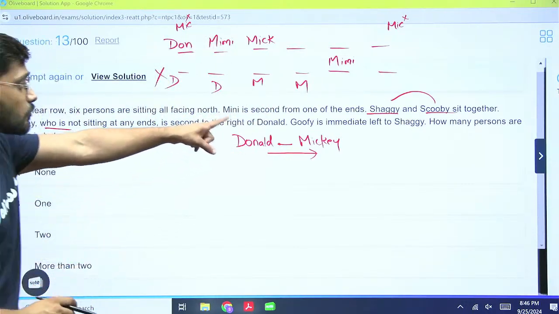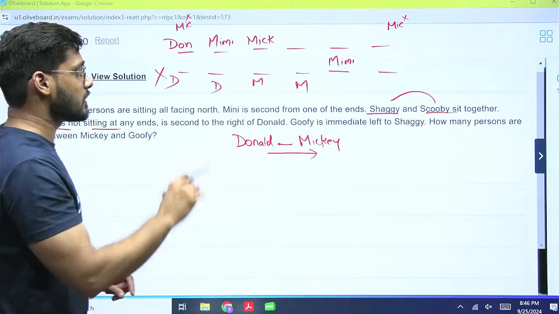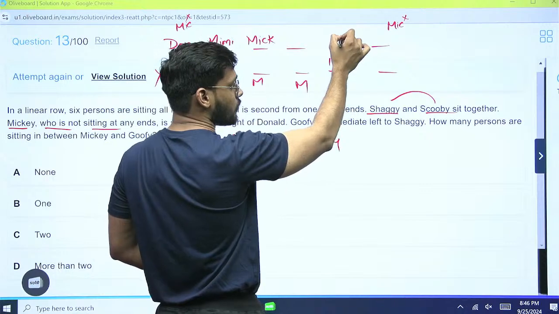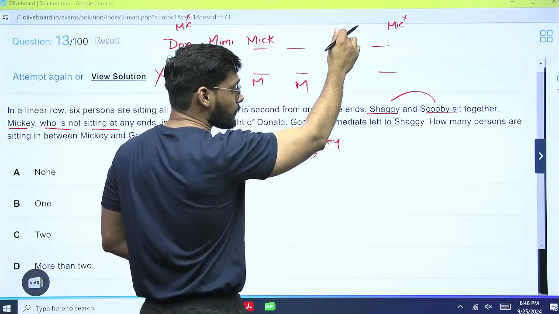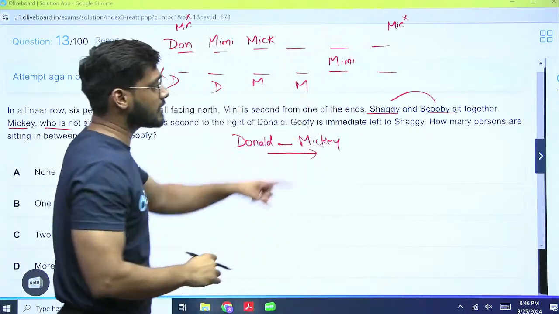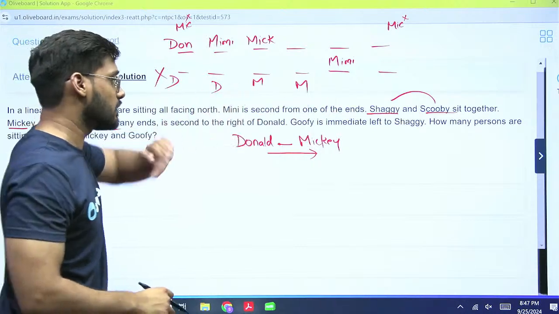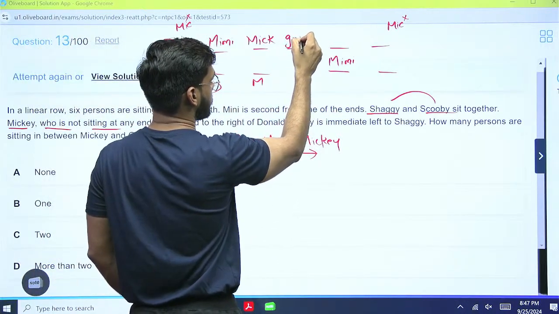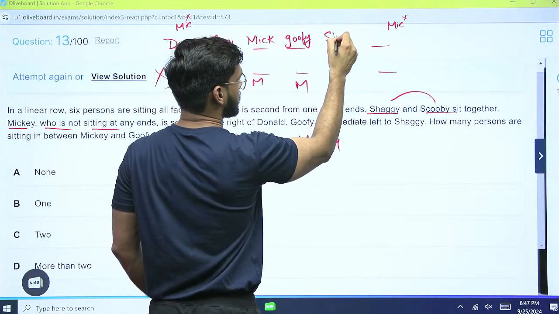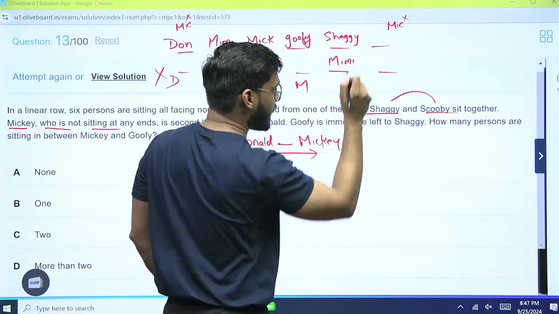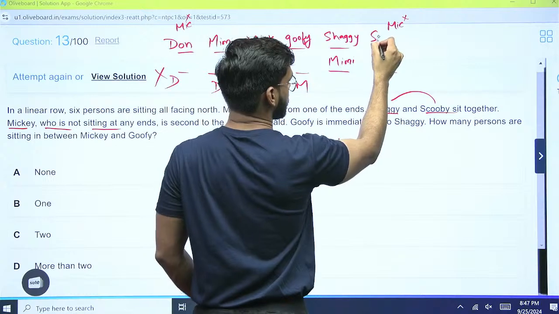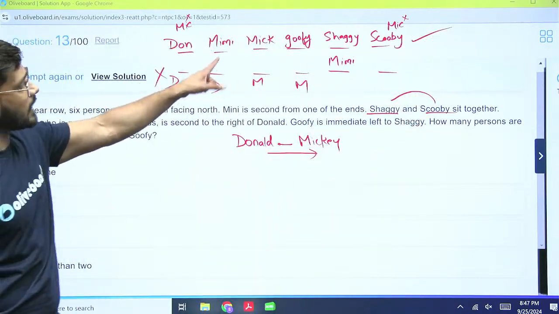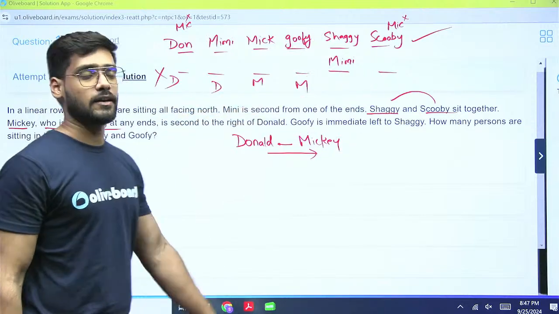Okay. Goofy is immediate left to Shaggy. So if I am fixing Shaggy, then Goofy will come over here. But if Goofy comes over here and Shaggy over here, then how can we fix Shaggy and Scooby together? No, we cannot. So Goofy is immediate left to Shaggy. It means Goofy will come over here, Shaggy will come over here, and Scooby will come over here like this. This is the correct arrangement. Donald, Mimi, Mickey, Goofy, Shaggy and Scooby is the right order, right?